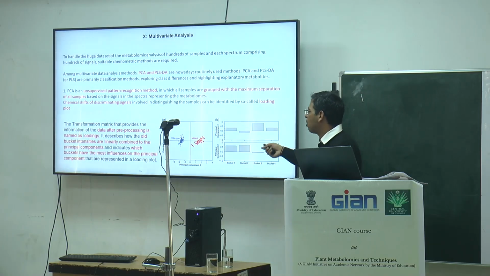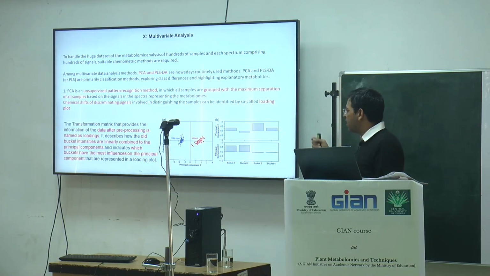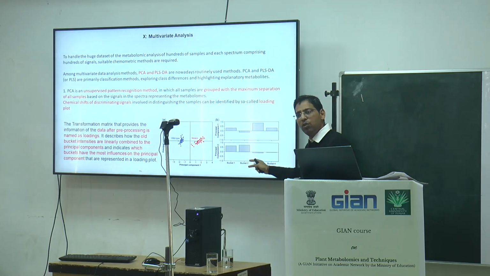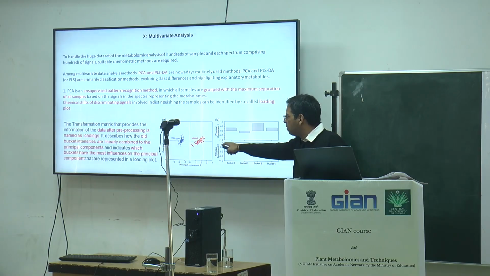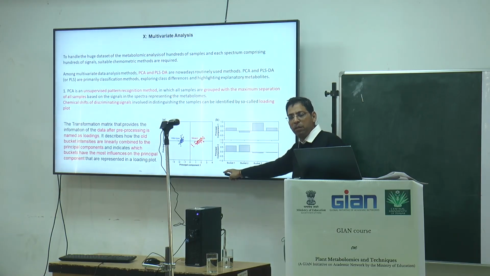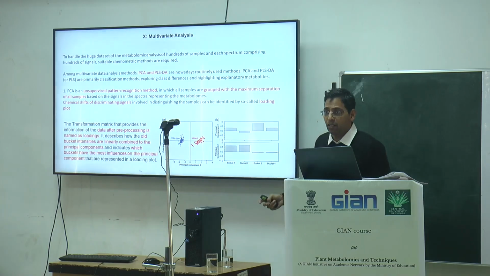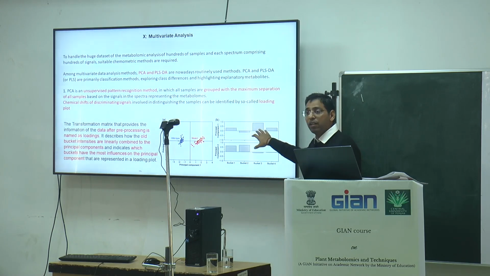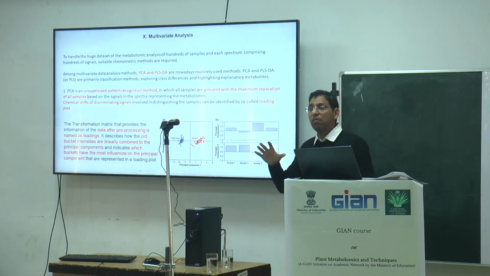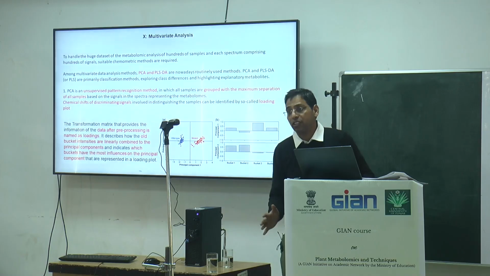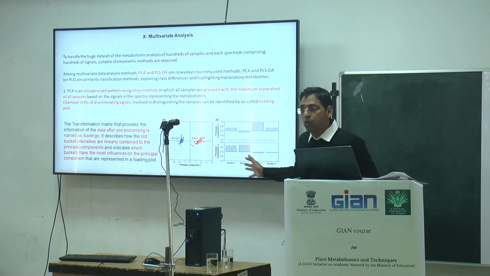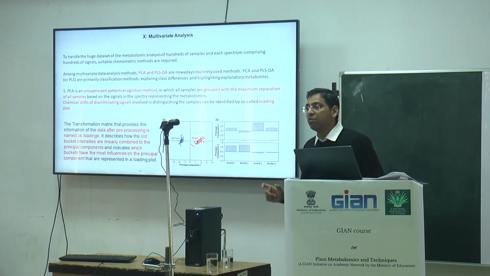Here you can see how all the bucket intensities are linearly combined into the principal components. So here buckets 1, 2, 3, whatever we use, and here principal component 1, principal component 2, principal component 3, principal component 4. This way we make the loading pattern. In this loading pattern, what is the meaning of that? Principal component analysis is being done at the level of the buckets here. So you can see one bucket is different from another one.